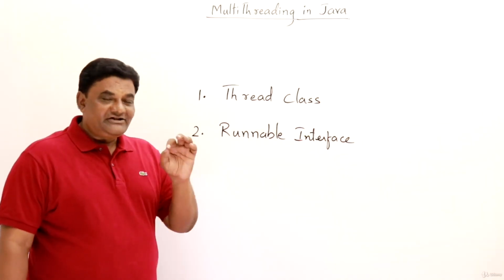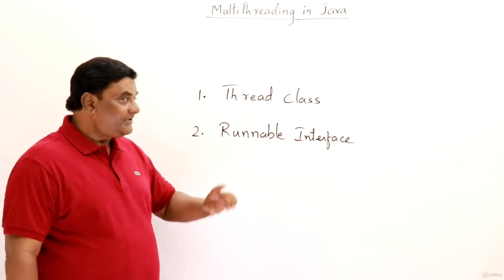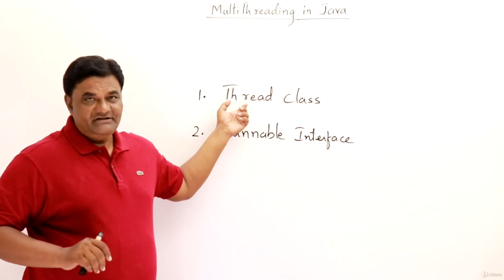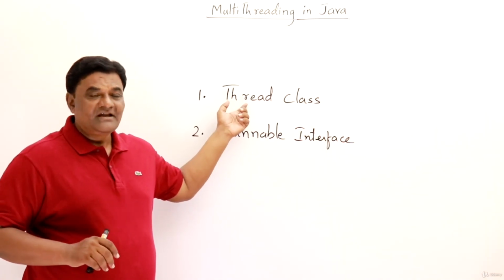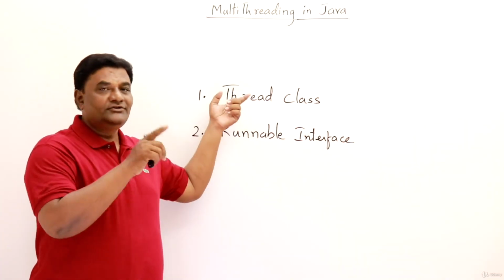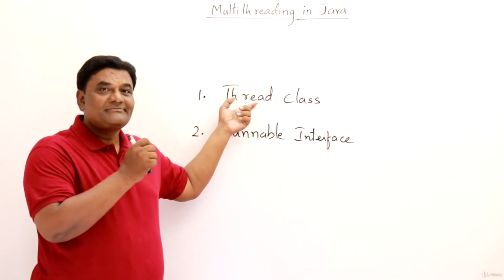In this, the actual mechanism for multithreading is present inside this Thread class. Without that, you cannot achieve multithreading. This is mandatory. Even if you are using this second method, that is Runnable, you have to use the Thread class because the mechanism is present here.